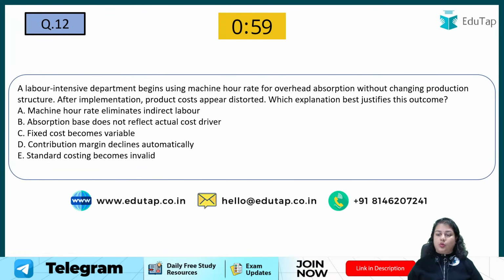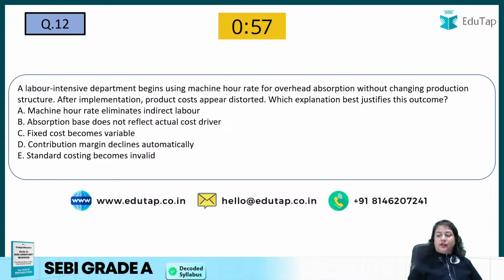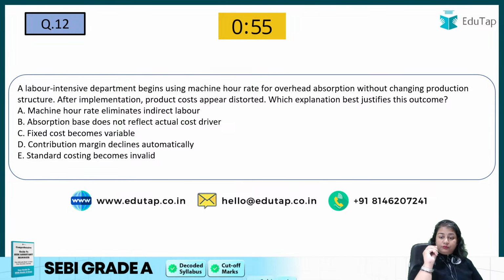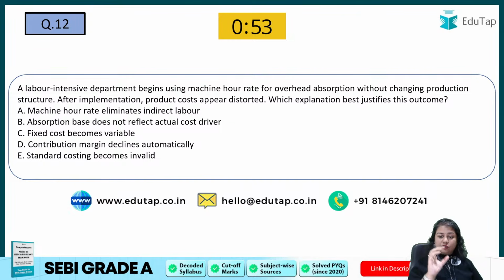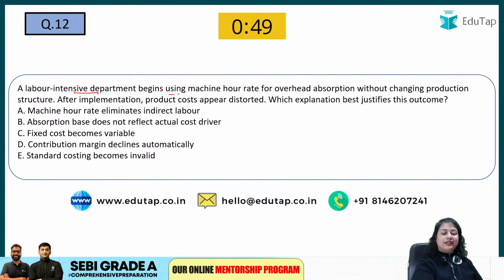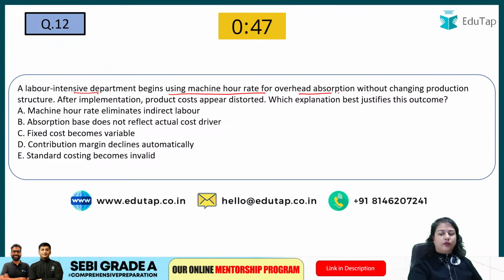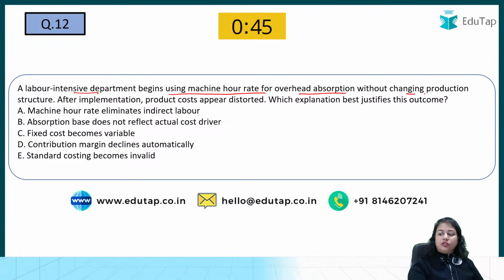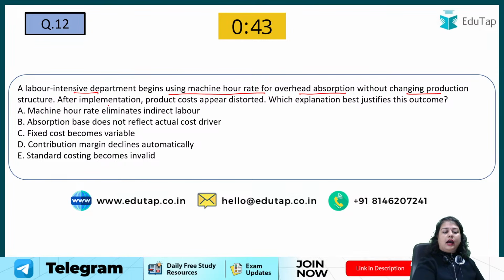Next, question number 12. Let us see the question number 12. Now let us pay a little more attention because this is a little tricky to understand. A labor intensive department begins using the machine hour rate for overhead absorption without changing the production structure. After implementation, product costs appear distorted. Which explanation best justifies this outcome?